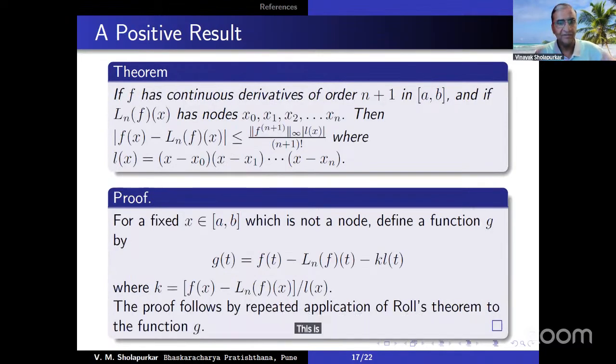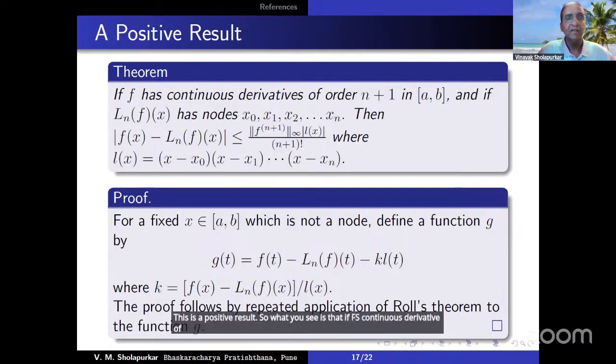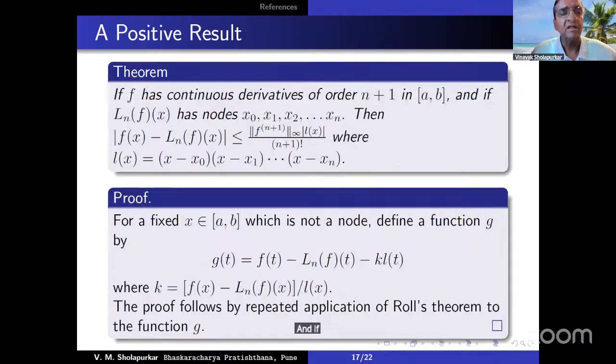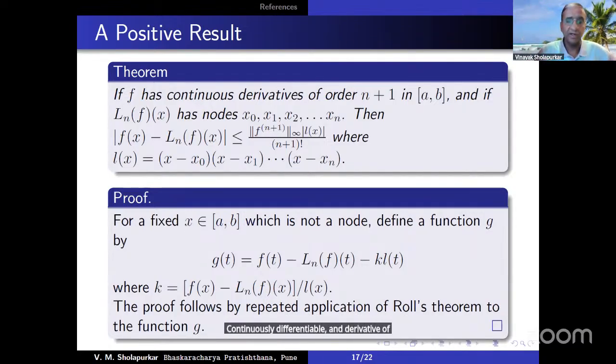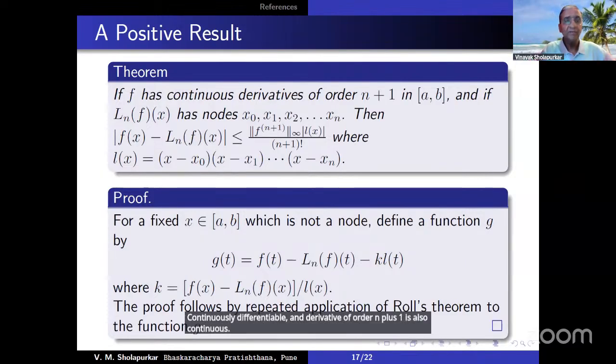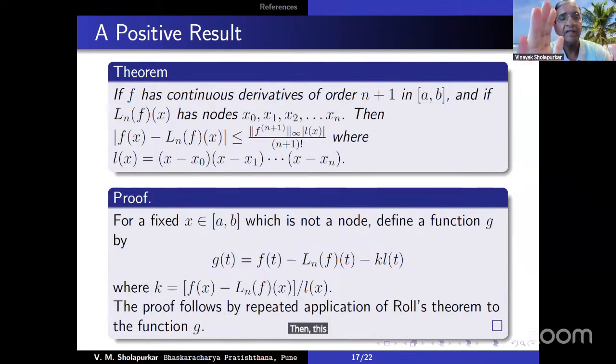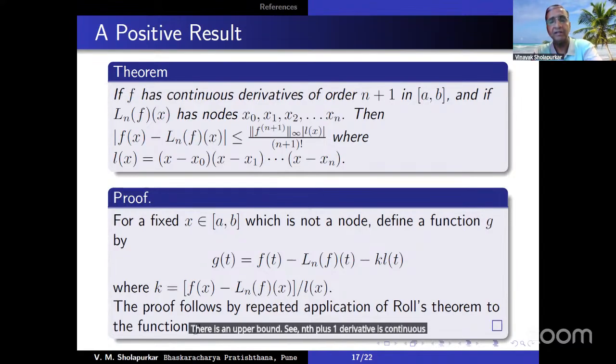This is a positive result. So what you see is that if f has a continuous derivative of order n plus 1, then you take any nodes. But now you have not taken just a continuous function, but continuously differentiable, and the derivative of order n plus 1 is also continuous. Then for f(x) minus L_n f, there is an upper bound. See, the (n+1)th derivative is continuous on the compact interval, so this will have a good bound, the norm of f^(n+1) infinity.